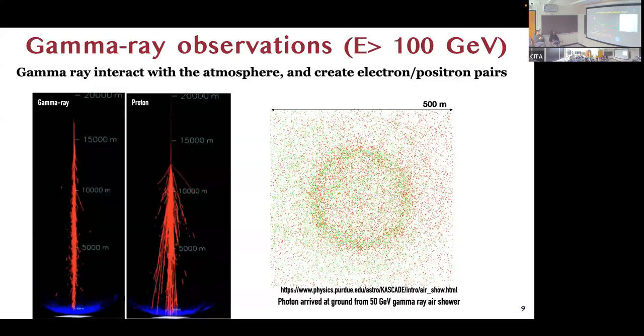All right, so how do we measure gamma ray? So again, it's the same electromagnetic wave that you may be familiar with, it's just the energy is very, very high, right? Over 100 GeV or so is what we call very high energy gamma ray. It's all jargon. But anyway, in that energy range, gamma rays start to interact with the atmosphere and create electron positron pairs. And then it just reaches like an air shower, yeah?